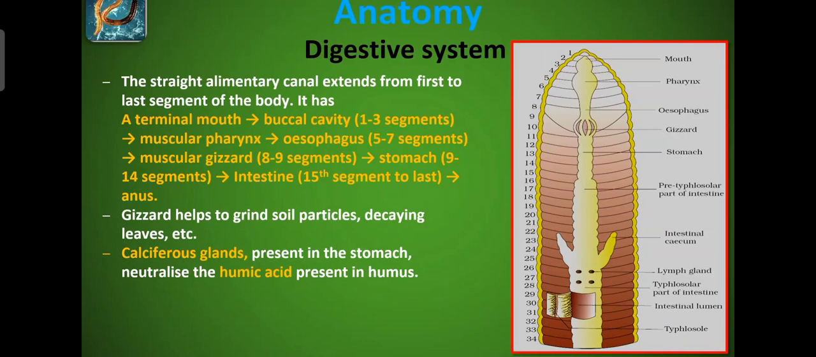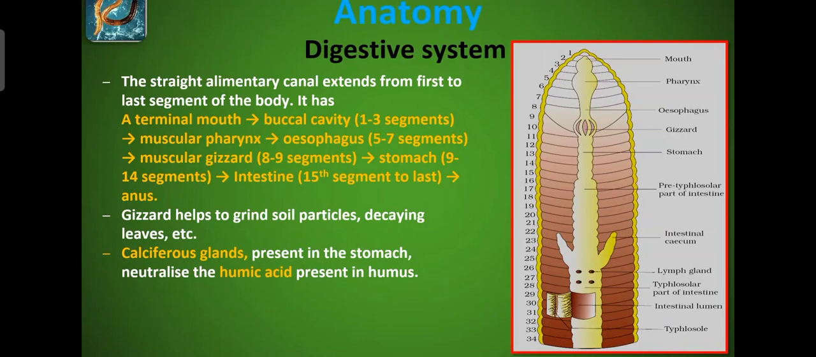So what are the functions of the different parts? The gizzard, which segment is it present in? The gizzard is present in the 8th and 9th segments. That gizzard helps to grind soil particles and decaying leaves. You know what the food of the earthworm is? The dead and decayed material of plants, leaves, twigs and all. So they are eating that.